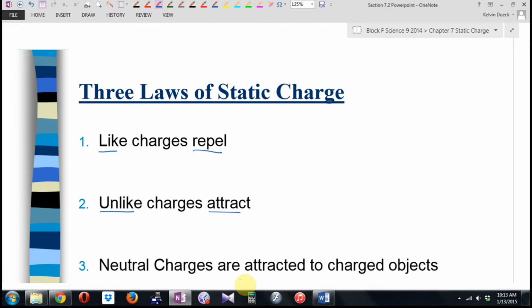Basically, if objects repel each other, you know they're charged the same. If they attract each other, they might be opposite, they might be neutral. Really, if they attract each other pretty strongly, they're probably opposite. If they attract each other mildly, probably one of the objects is neutral and the other object is charged.